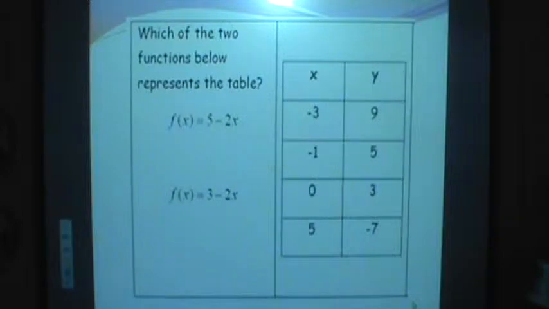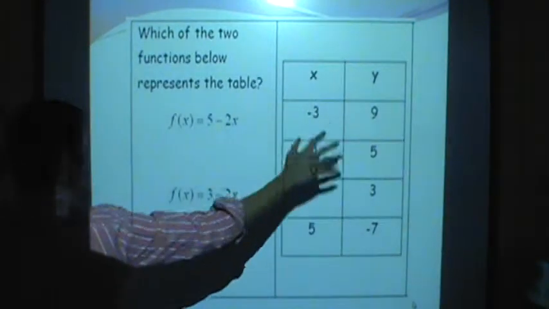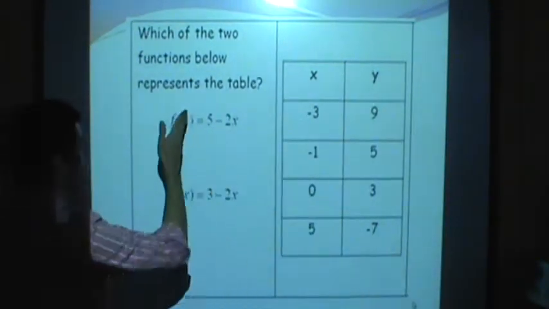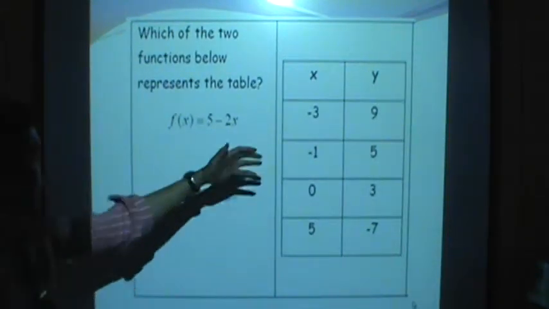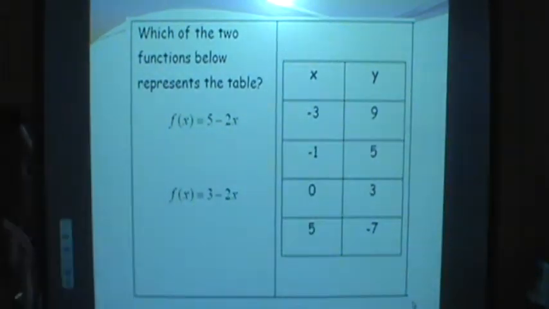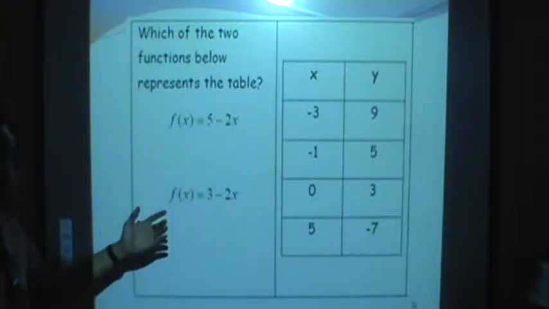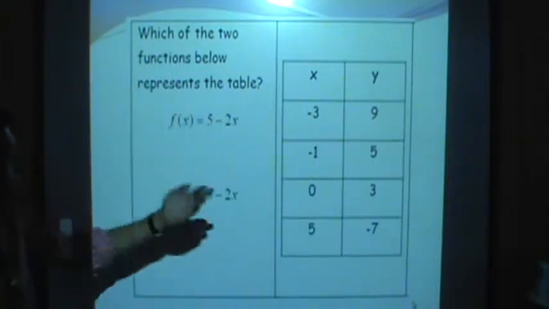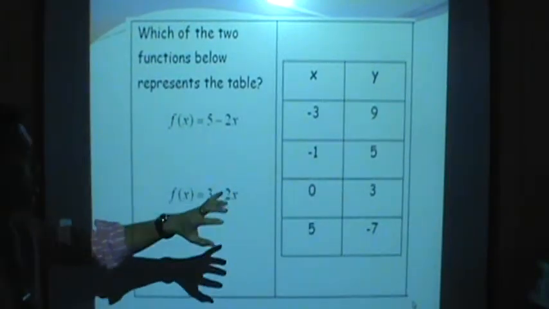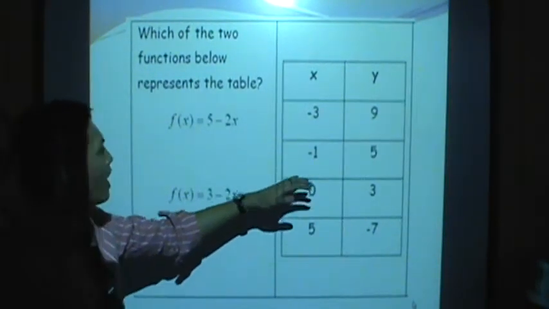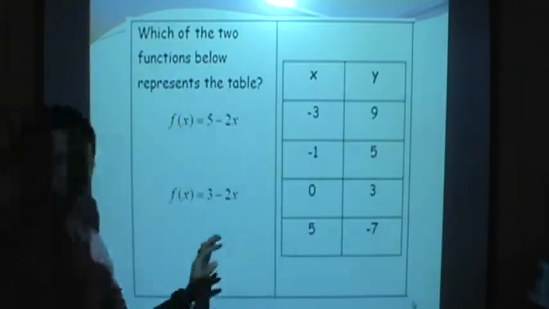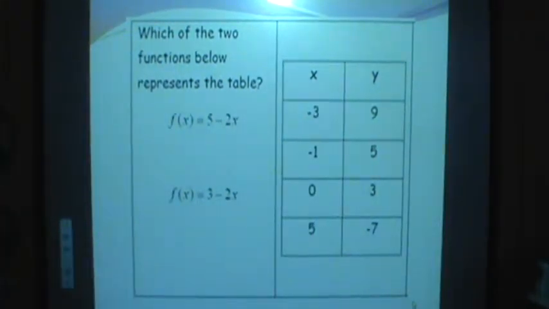Now, how about this? What do you think will be the rule here? Given the table, which one do you think is going to give you the table like that? Again, the easiest way to solve this problem is to use your calculator, type in y equals, and then 5 minus 2x or 3 minus 2x, and then you will see your table having this one. And that's, again, the easiest way to solve this problem. So you may go ahead and try to use your calculator to solve that one.